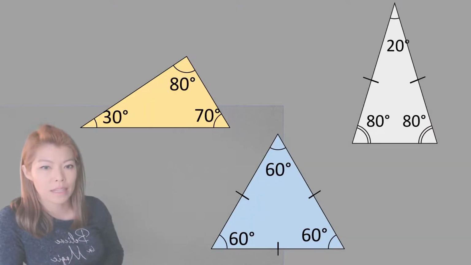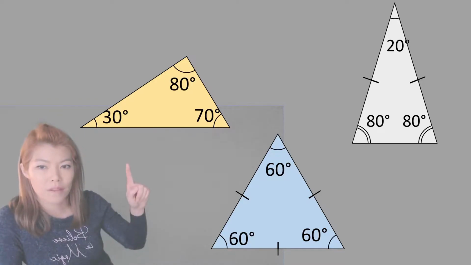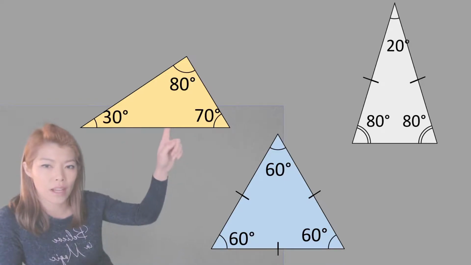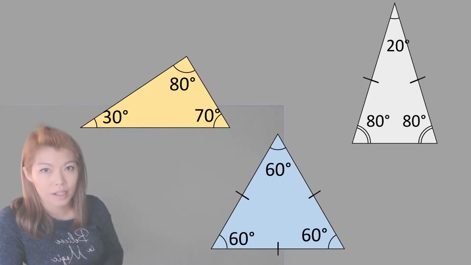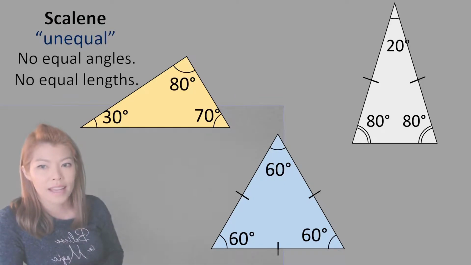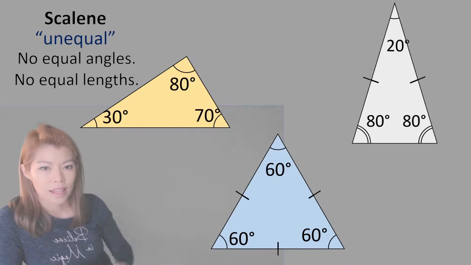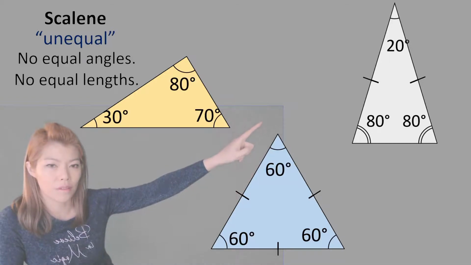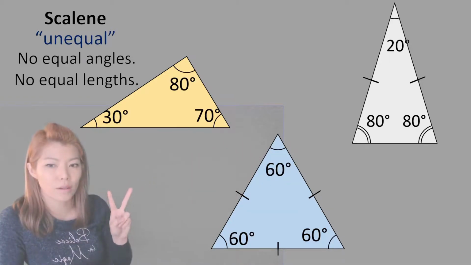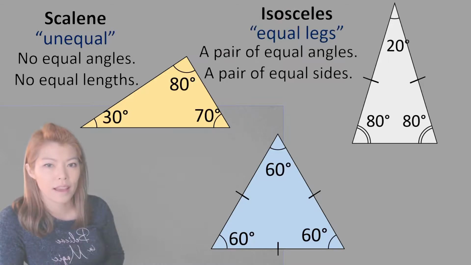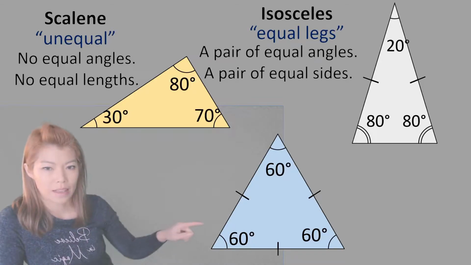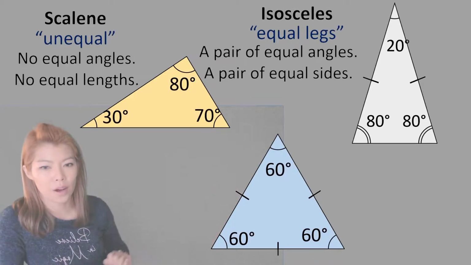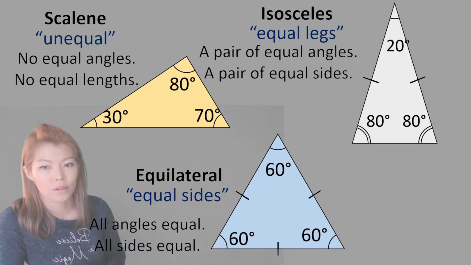How do we name these three triangles? The first one here in yellow has three angles that are all different, so we call this scalene. The second triangle, the white one over there, has two angles that are the same, so we call this isosceles. And this one here has three angles that are all equal, and it is called an equilateral triangle.